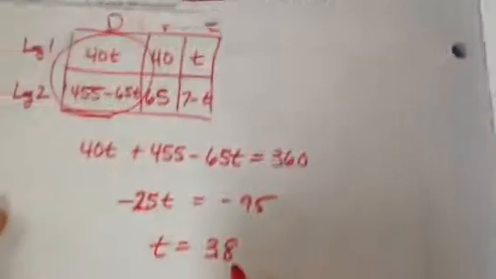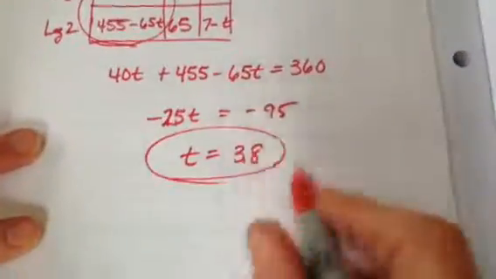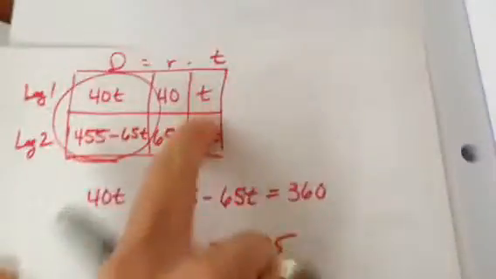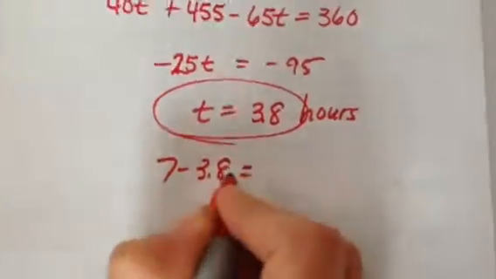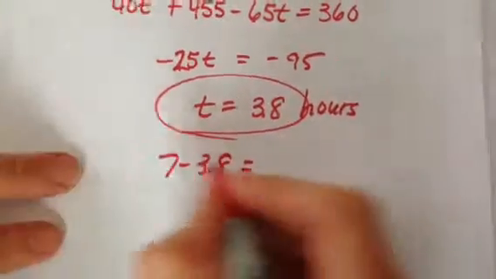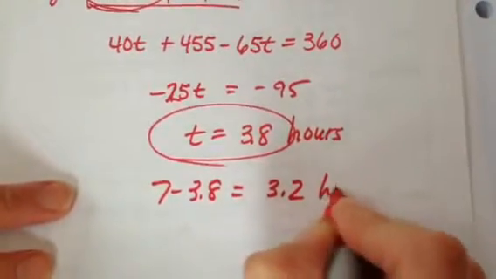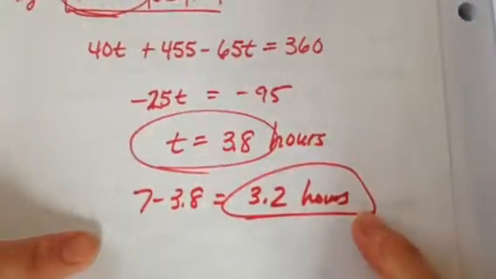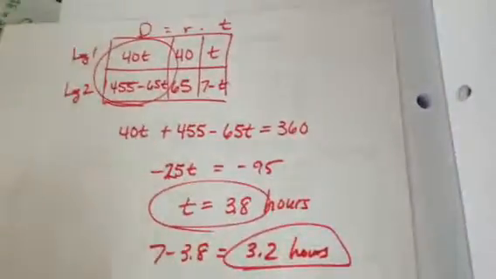How long did I travel at each rate, at each leg? Well, on leg 1, you went 3.8 hours. On leg 2, you're going to have to do 7 minus 3.8, which is what? I should have been doing that one in my head. There's 3.2 hours. So that would be leg 1, and there would be leg 2. Okay, so try some of these. They're great fun.